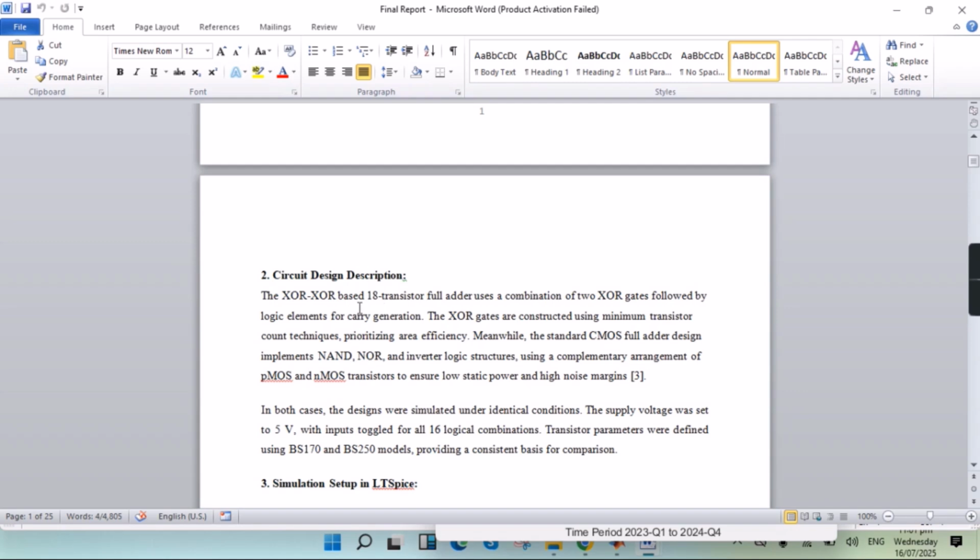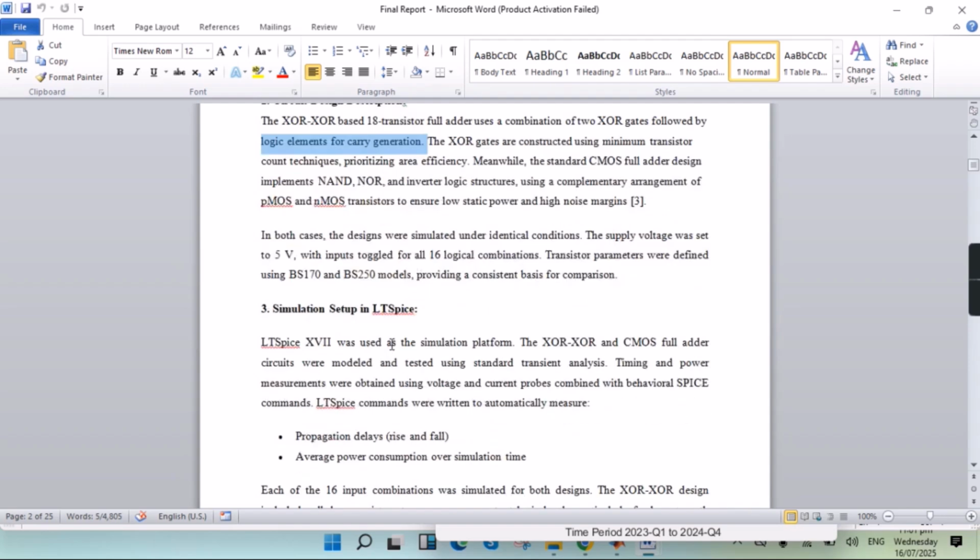In the circuit design, we must consider that the 18 transistor full adder uses a combination of two XOR gates followed by the logic elements for carry generation. So in the full adder design, I have to use the NAND, NOR, and inverter logic structures using the complementary arrangements of PMOS and NMOS in the LTspice.